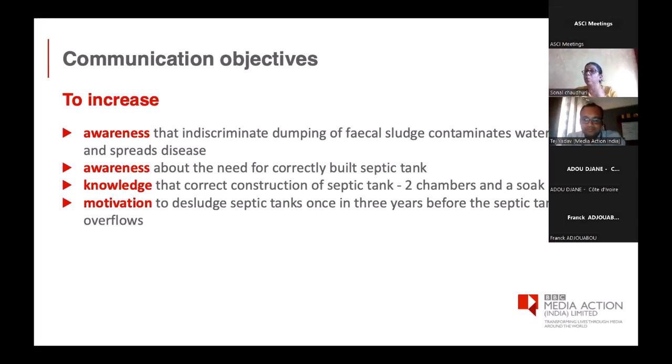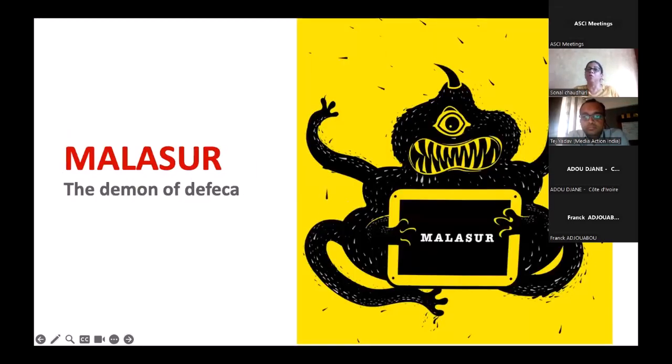Third, knowledge about what correct construction of a septic tank means. So this is something that we wanted to tell everyone. What is a correct septic tank? It is 2 chambers and a soak pit, sorry. And fourth, the motivation to desludge tanks once every 3 years. So those were our communication objectives, and our portfolio of communication interventions focused on each of these 4 communication objectives across the FSM value chain that I showed you earlier.